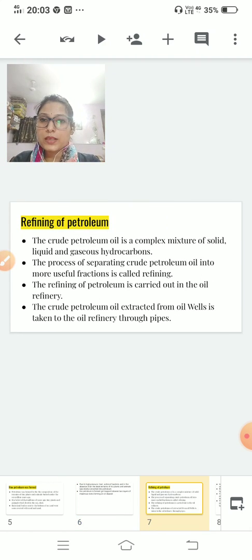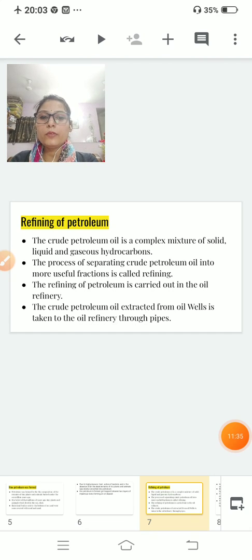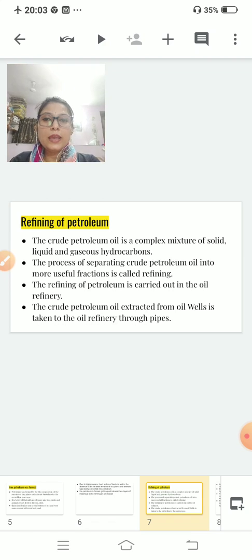Now our next topic is refining of petroleum. What do you mean by refining of petroleum? Crude petroleum oil. Crude means raw material, raw oil. It's a complex mixture. I told you that in crude oil, lots of hydrogen compounds and lots of carbon compounds are present. They are present in the form of solid, liquid and gaseous.